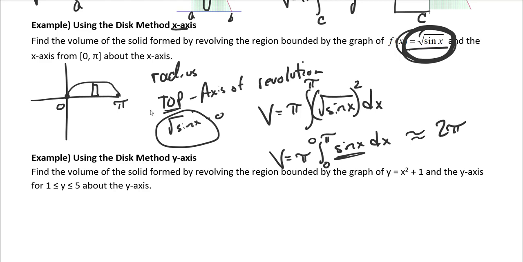and you're going to get about 2 pi. Okay, so the volume of that is a ball, because it's going to kind of come down here, and then this is all going to be filled in. It's going to look like a ball. Fantastic, a ball.